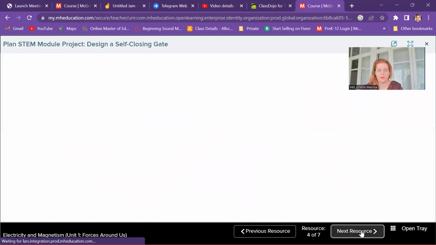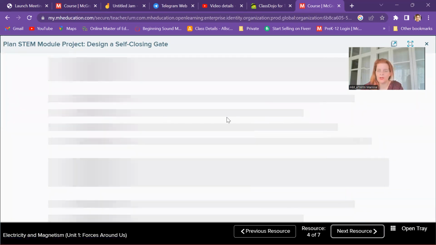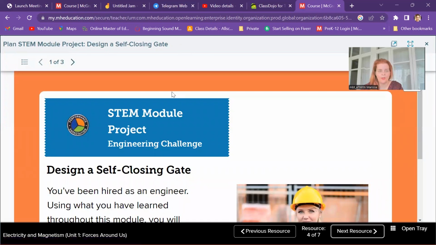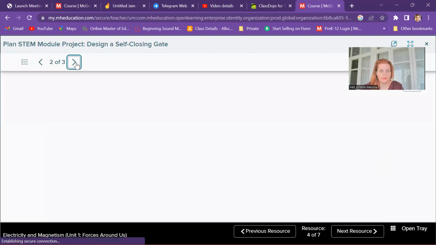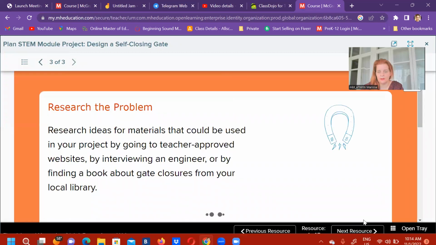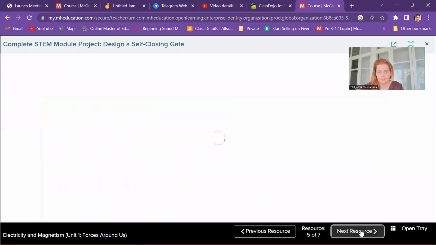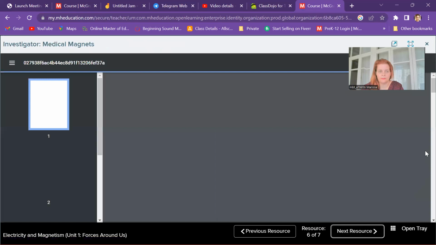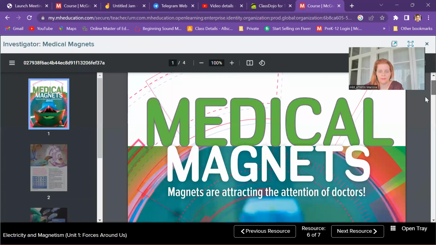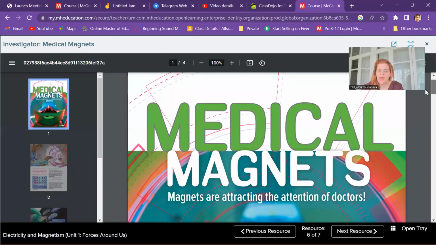I do really want to jump into the lesson itself because we're still working on our skate parks and they don't need to be confused. And again, there we are, 2, 3. Next. Okay, so, here we go. So, medical magnets.